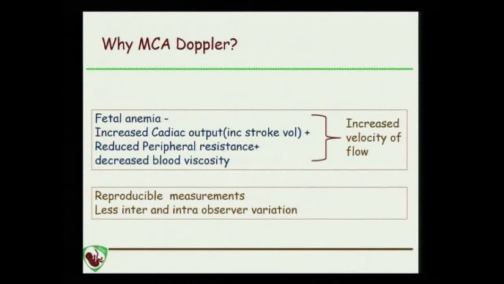And why do we talk about MCA Doppler? That's because whenever there is fetal anemia, there is an increased cardiac output, a reduced peripheral resistance and a decreased blood viscosity altogether, which increase the velocity of flow in the arteries. The MCA has the most reproducible measurements and the least inter- and intra-observer variation, and that's why it is used as the standard for assessing fetal anemia.